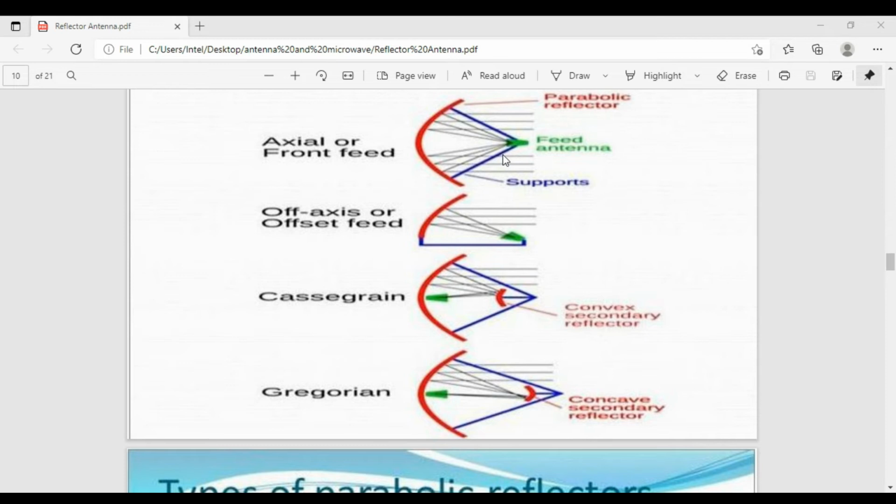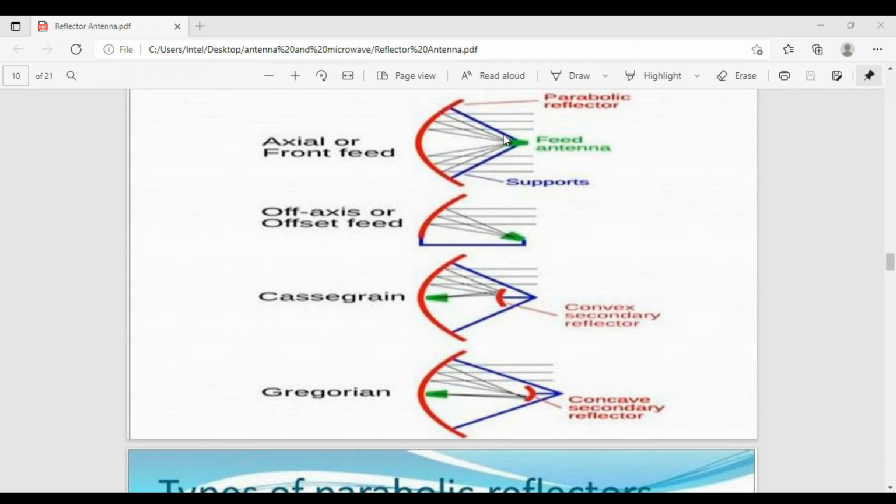So if the primary antenna is located far away from the mouth of the parabolic reflector, at the focal dimension, then automatically the back lobe radiation problem can be eliminated, but the spillover problem will occur. What is spillover? Waves escaping from the primary antenna is known as spillover. So the spillover problem will occur.